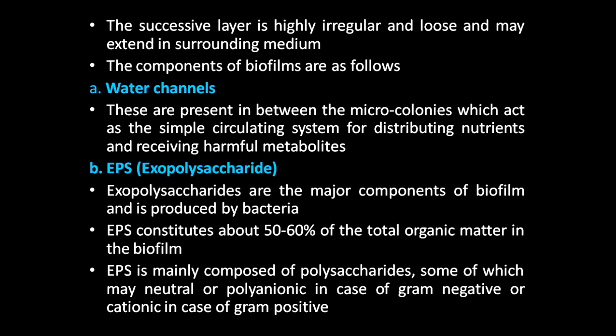The next one is exopolysaccharide. Exopolysaccharides are the major component of the biofilm and are produced by the bacteria. Exopolysaccharides constitute about 50 to 60% of the total organic matter in the biofilm. The exopolysaccharide is mainly composed of polysaccharides, some of which may be neutral and some polyanionic in nature, especially in the case of gram-negative bacteria, or cationic in nature in the case of gram-positive bacteria. So the charges may differ due to the kind of organisms.